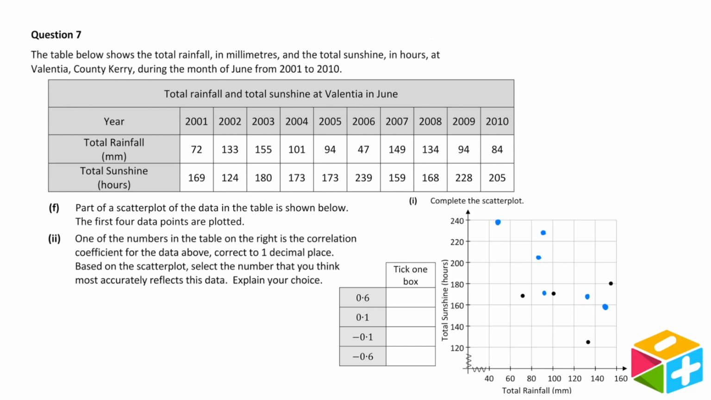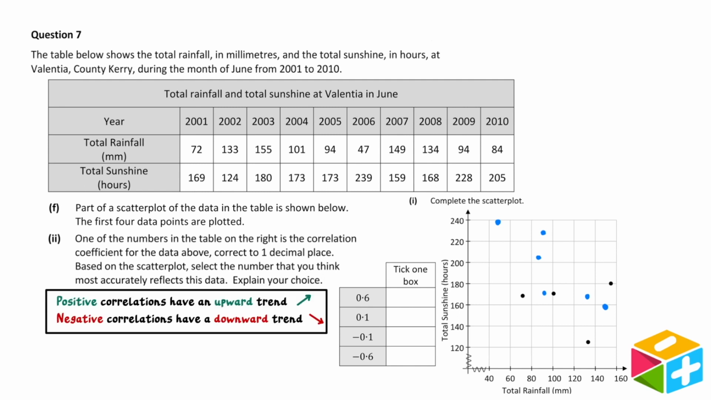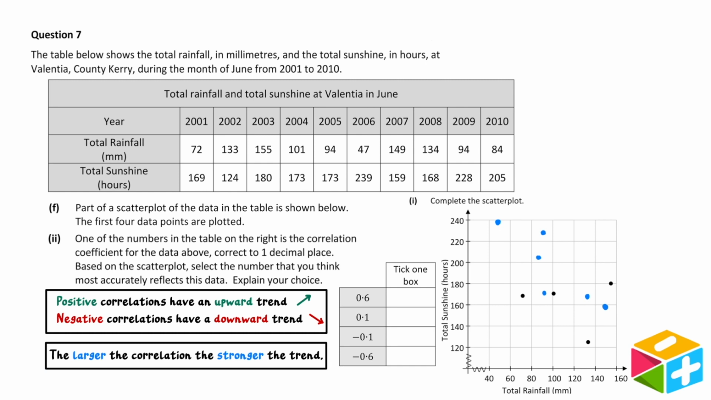This question involves a correlation coefficient. There's two key facts we should keep in mind here. Positive correlations have an upward trend, and negative correlations have a downward trend. Also, the larger the correlation, the stronger the trend. If we look at our points, we'll notice that they follow a downward trend. This means that the correlation will be negative. This rules out 0.6 and 0.1.